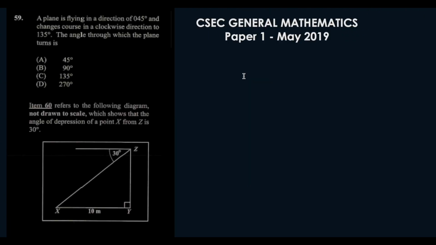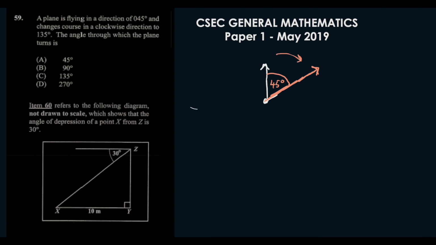All right, so for this one, it says a plane is flying in a direction of 45 degrees and changes course in a clockwise direction. So just moving from north, let's turn 45. So let's say somewhere here, use a different color. So here is what we had here. It was 45 degrees here. Now it changed direction clockwise. So we're going this way.